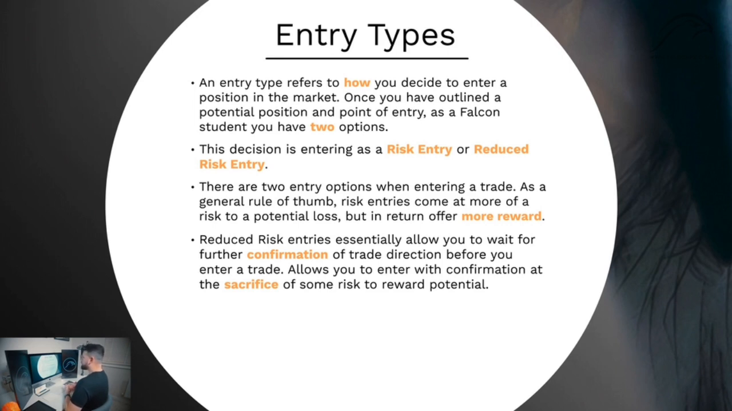For example, you could be looking at a continuation pattern, a bear flag, and you could take a slightly larger stop with the reduced risk entry, which would naturally reduce your risk to reward, or you could get in with the risk entry within the pattern. Essentially, risk entry doesn't mean that it's riskier, it just means nothing is confirmed yet because you're trading within a particular pattern, whereas with reduced risk we've confirmed, with slightly less risk to reward.